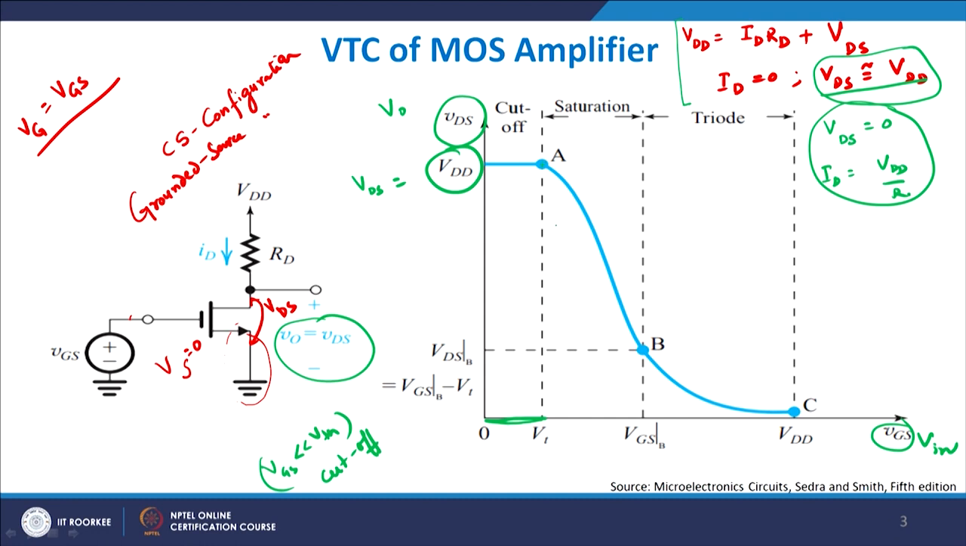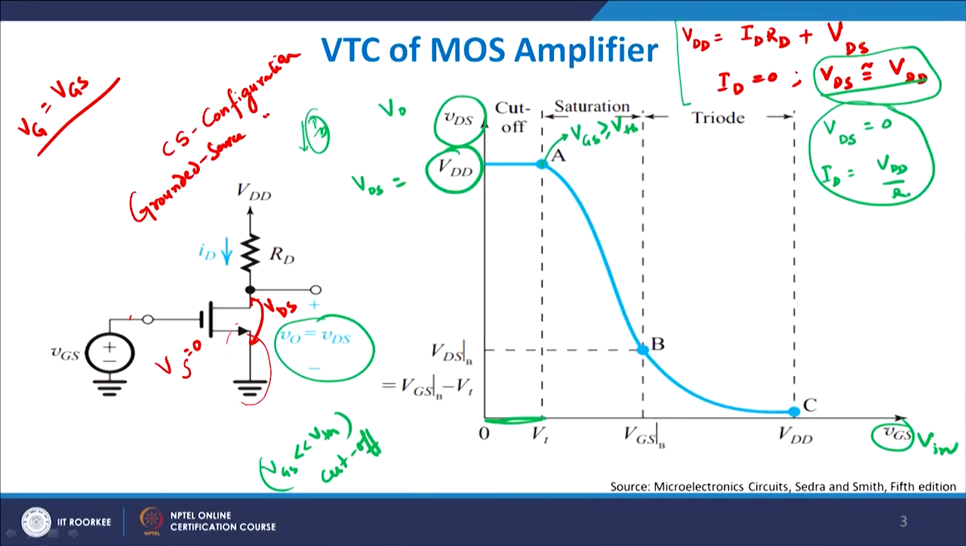This continues till you reach point A. At A, your MOS device turns on, because VGS is just greater than or equal to VTH, the threshold voltage of the device. As a result, the device switches on and current ID starts to flow, but ID is initially low and then increases. From this equation, VDS will be equal to VDD minus ID RD. When ID is low, this quantity is small, and therefore VDS is almost close to VDD. As ID starts to increase, this quantity becomes larger and larger, and VDD minus that quantity starts to fall down, and this is what is happening.